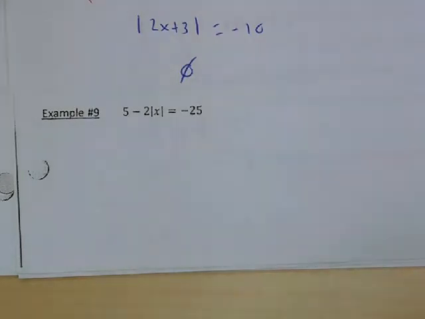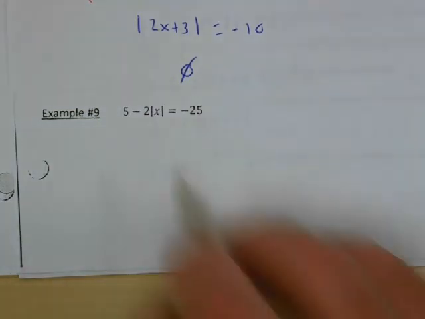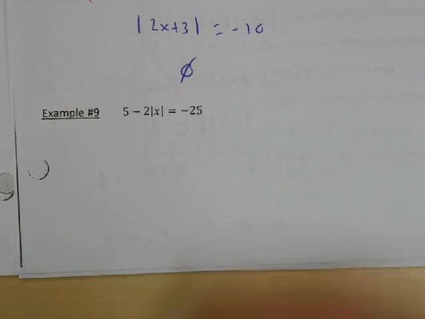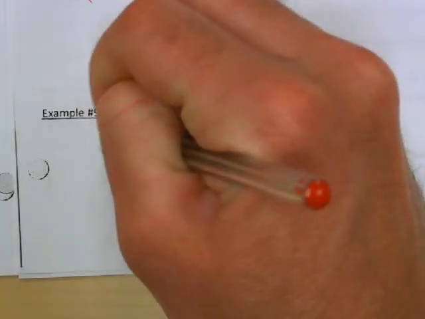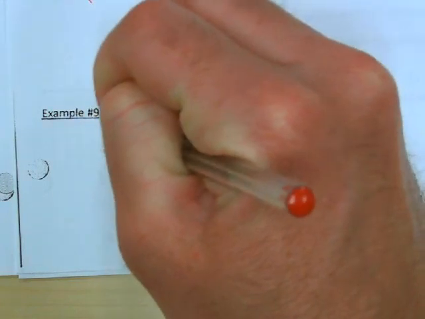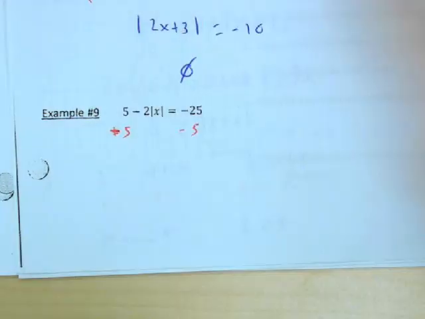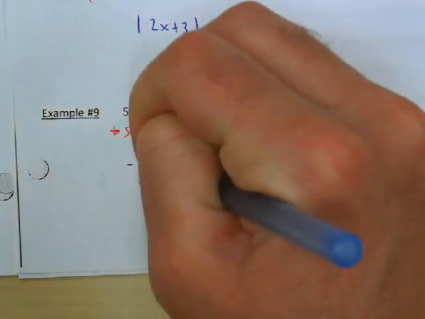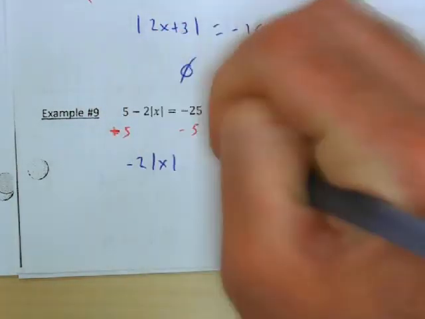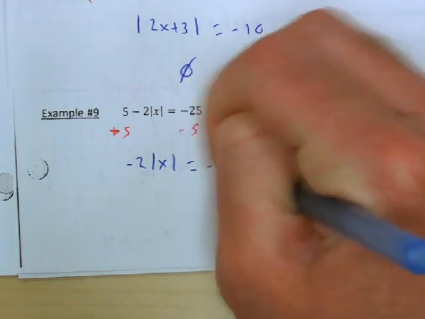Last one, 5 minus 2 times the absolute value of x equals negative 25. So since it equals a negative number, is it no solution? Maybe, but let's get this thing by itself first. We'll start by subtracting 5 from both sides. So we get negative 2 times the absolute value of x equals negative 30.